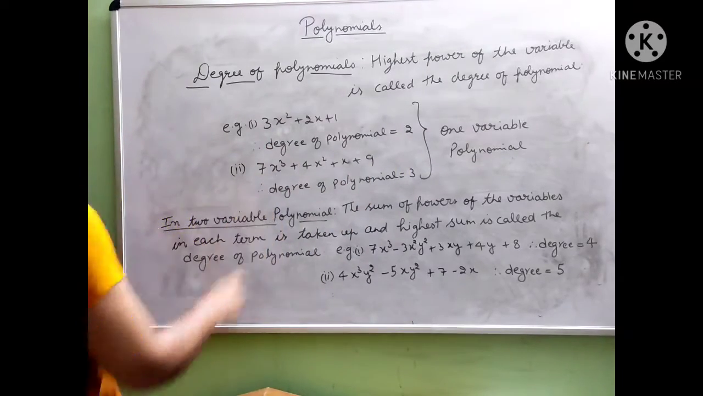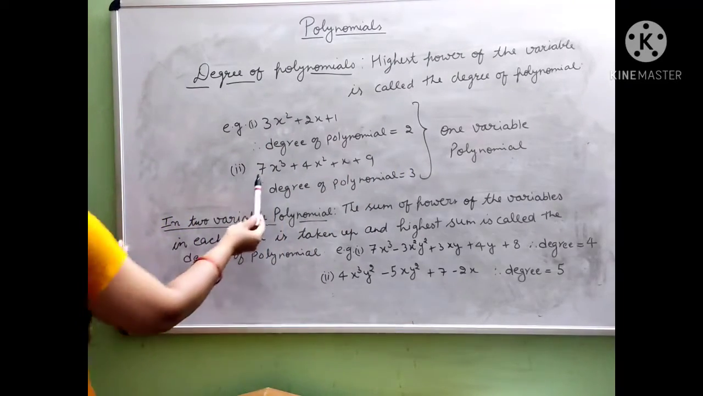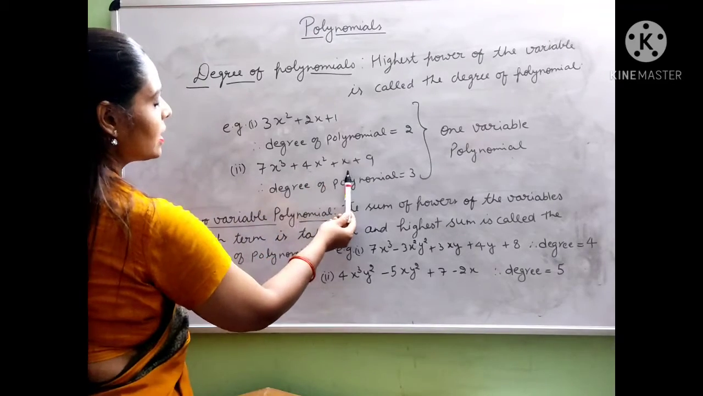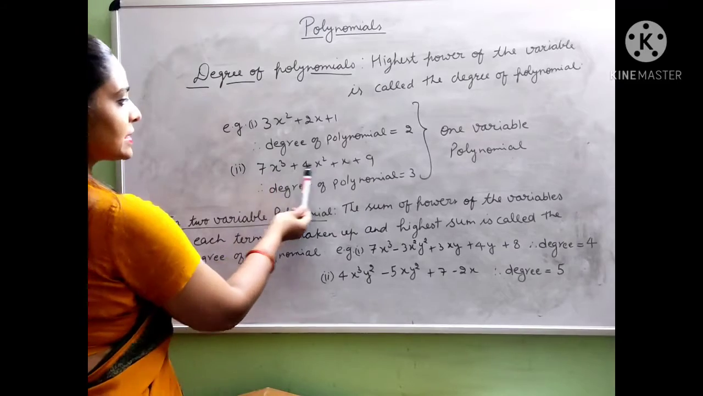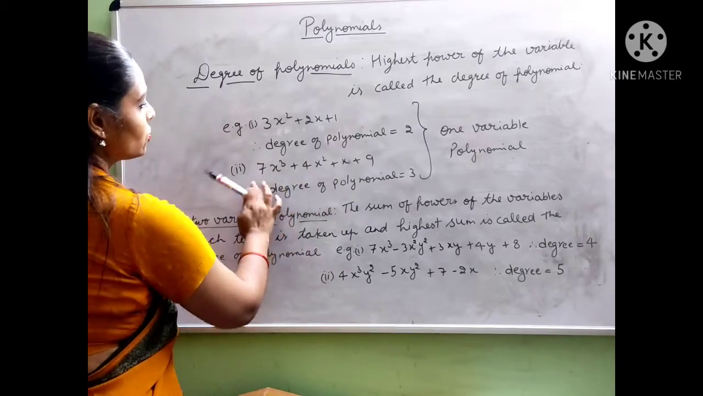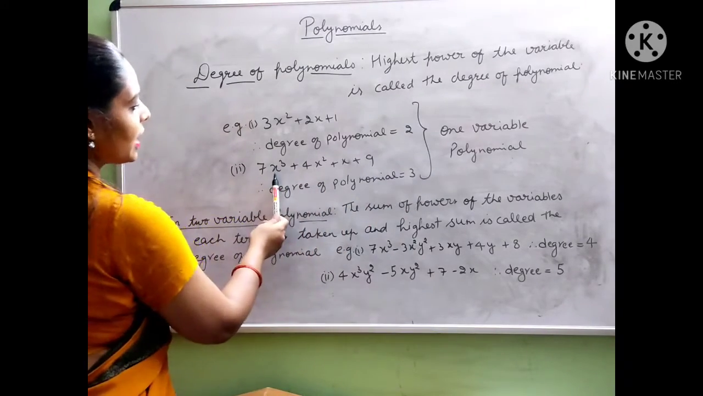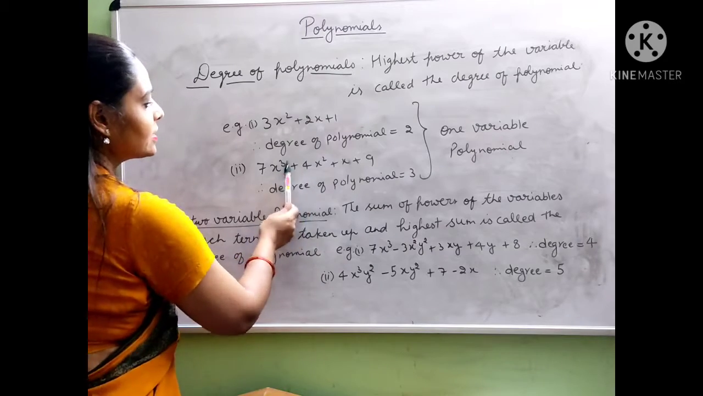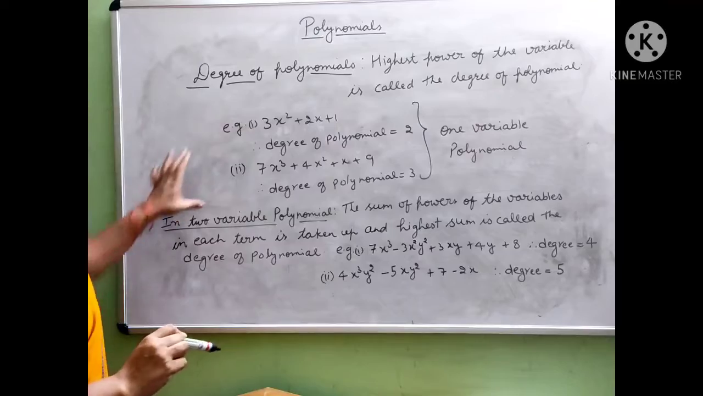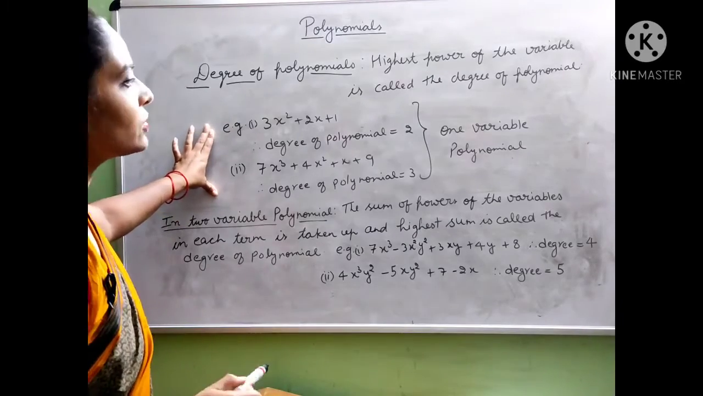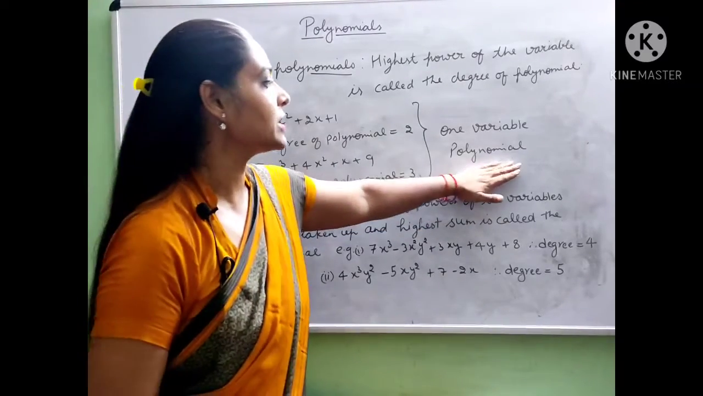Now let's take another example. 7x cube plus 4x square plus x plus 9. Here the variable is x, x and x, so it is a one-variable polynomial. The highest power of x is 3, so the degree of this polynomial is equal to 3. This is an example of the degree of a polynomial in one variable.